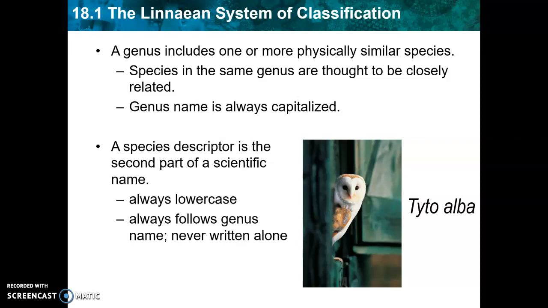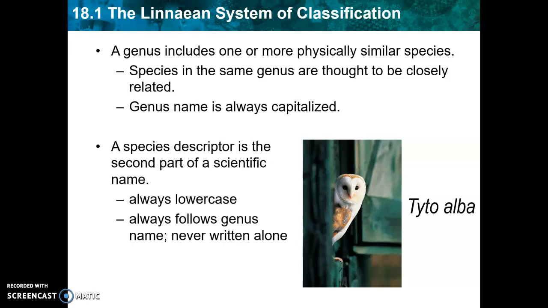When we write that genus name, we're always going to capitalize it in our scientific name. The second word, the species descriptor, is always going to be lowercase. And it always comes after the genus name. We're never going to write it alone.